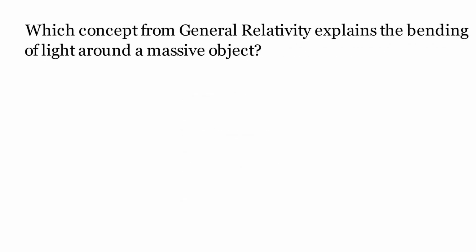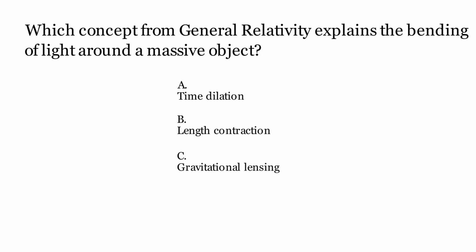Which concept from general relativity explains the bending of light around a massive object? Letter A. Time dilation. Letter B. Length contraction. Letter C. Gravitational lensing. Letter D. Inertial reference frames.